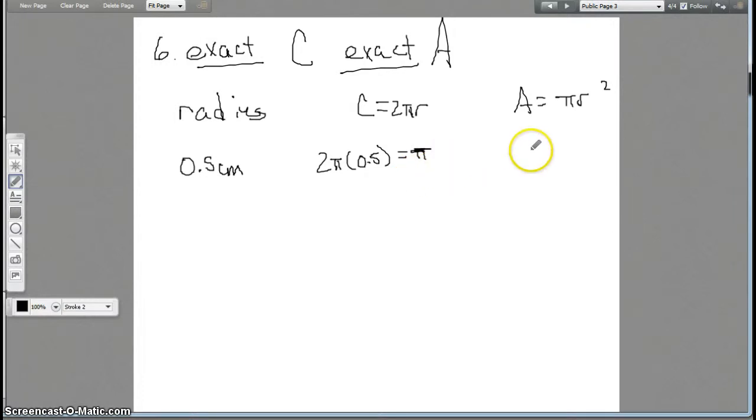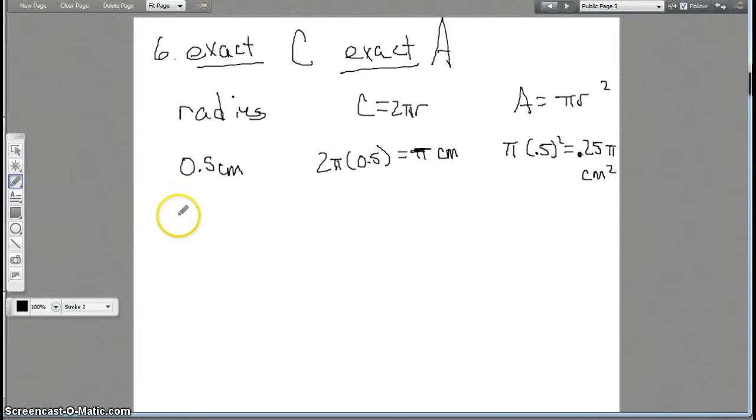Okay, now we're going to look at the area. The area is going to be pi times the radius squared. Well, the square of 0.5 is 0.25, so this is 0.25 pi. Let me make that decimal bigger so you can see it. Okay, let's try another one. Let's look at square root 2. Oh, and I should say that the circumference is in centimeters and the area is in centimeters squared. Kind of ran off the edge there, so I don't have room to write it.